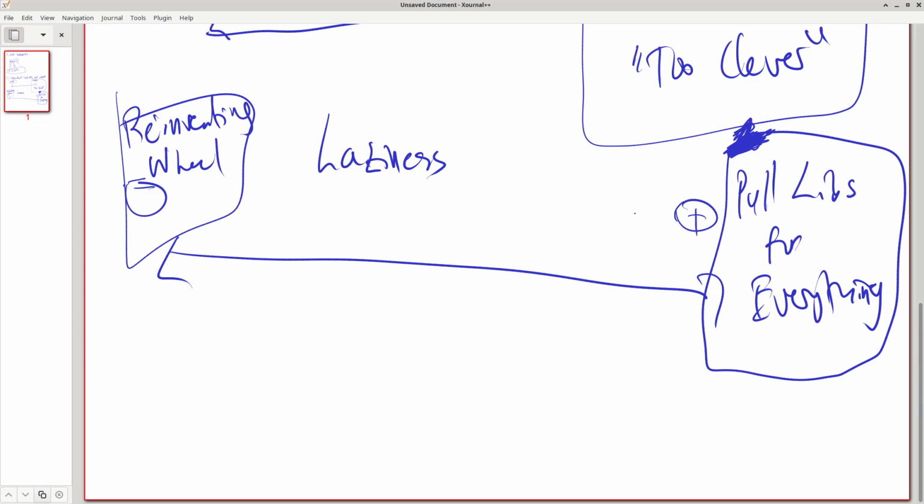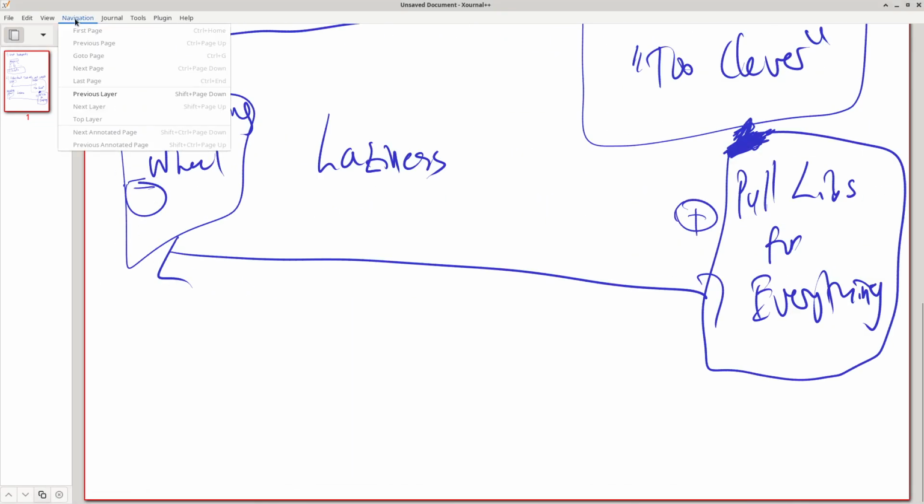So there's some tension here. For example, one area in which you almost always want to pull a library is when there's some complicated math going on, or some extremely optimized math going on. It's not always worth it to try to create that yourself. All right.